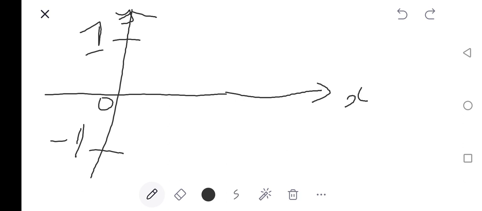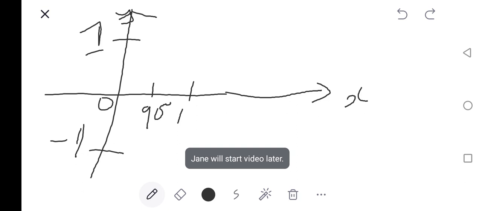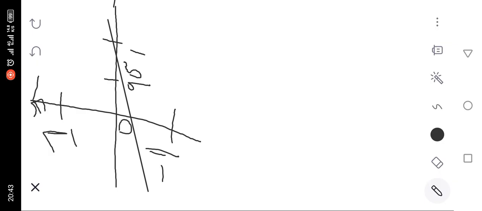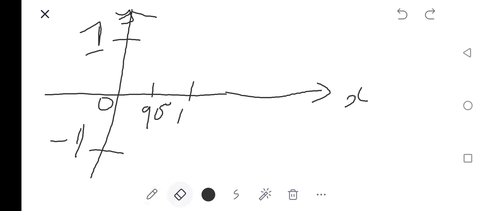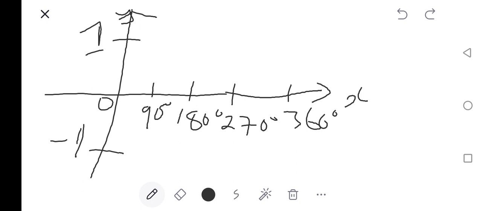The numbers should range from 0 to 90 degrees. After 90, 90 plus 90 is 180. 90 plus 180 is 270. Then 360. So when they ask you to sketch, numbers should range like that. If they've given you 0 to 180, meaning numbers should move from 0 to 180, just like that.